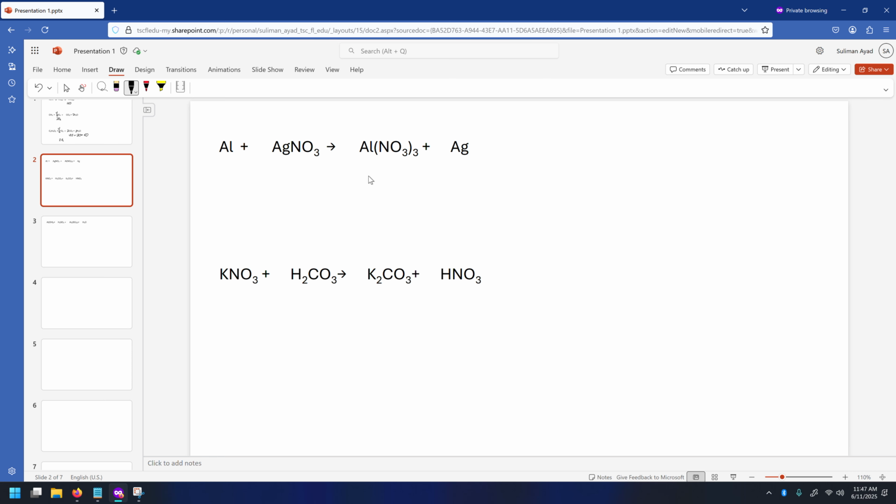And so I can consider this as if it is one unit, which will make balancing a little faster. So I notice that I have 3 nitrates over here, but only 1 nitrate over here. I can fix that by putting a coefficient of 3 in front of my silver nitrate.